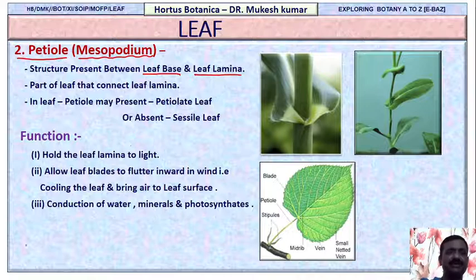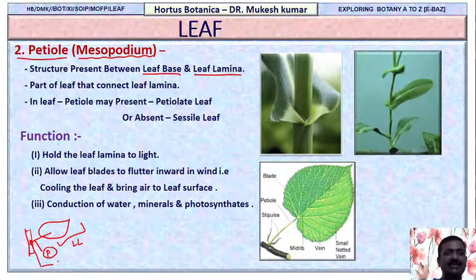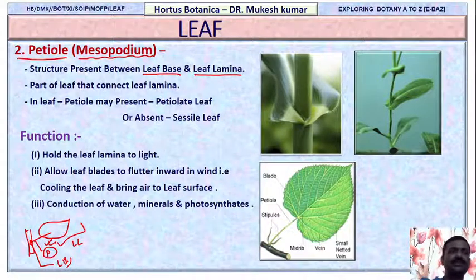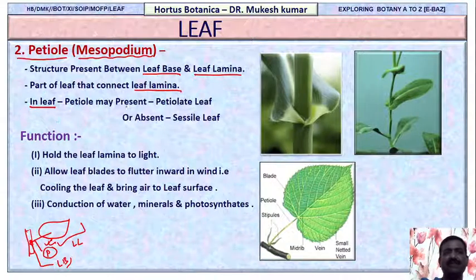I told you, remember, this is your stem, and this is the leaf, and this very part is the middle one, called the petiole. Middle means it is in between the leaf lamina and the leaf base. So in between leaf base and leaf lamina, what do we have? We have the petiole. The part of the leaf that connects the lamina is called the petiole. So in a leaf, the petiole may be present.